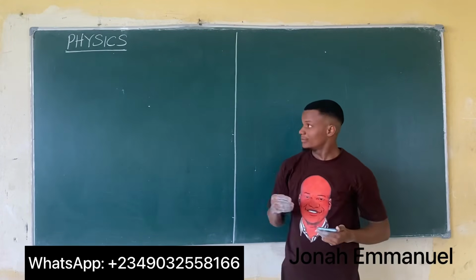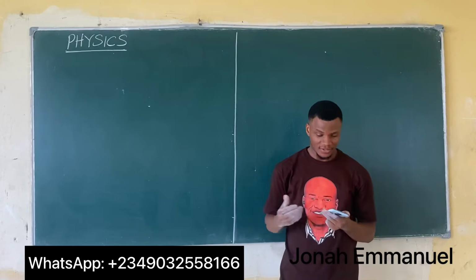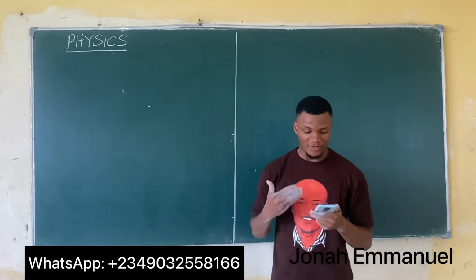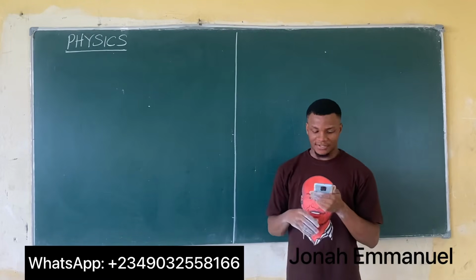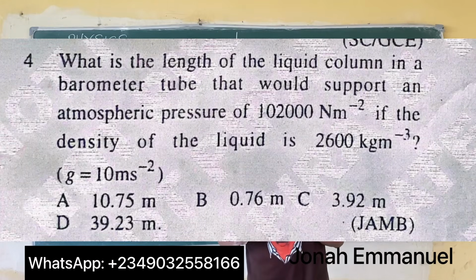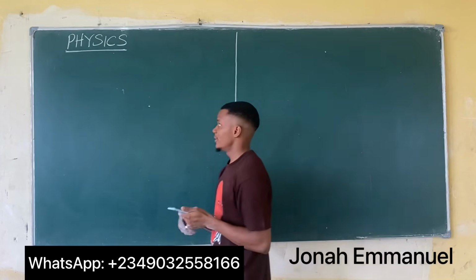Alright, so let's take some JAMB questions on pressure and see how many we can solve. The first question here says, what is the length of the liquid column in a barometer tube that would support an atmospheric pressure of 10,200 newtons per meter squared if the density of the liquid is 2,600 kilogram per meter cube? They gave gravity as 10 meters per second squared. So you have your options there.